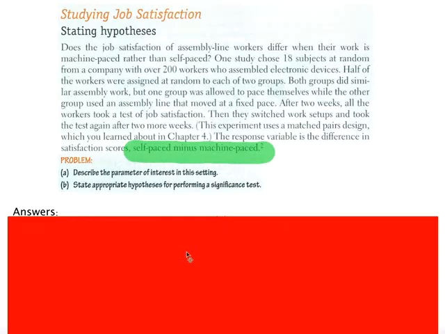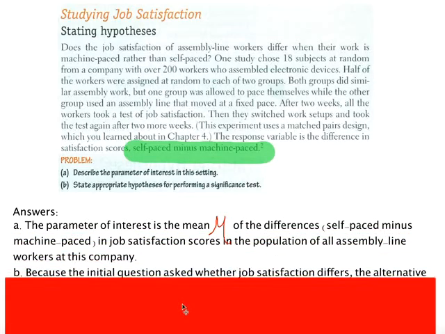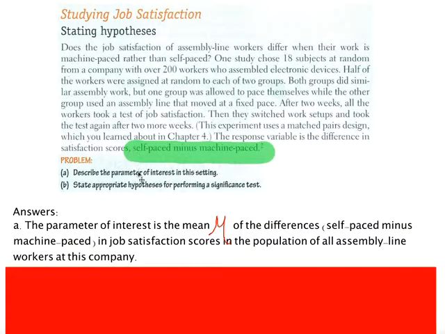So the first question asks you to do describing the parameter of interest. The parameter of interest for this particular problem is the mean, or the mu, of the differences, the self-paced minus the machine-paced, that came from right here, and the job satisfaction scores in the population of all assembly line workers at this company. So basically the question is, was there a change in the job satisfaction of those that were self-paced minus those that were machine-paced? The next question says, state appropriate hypotheses for performing a significance test.